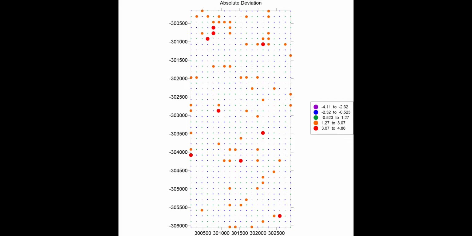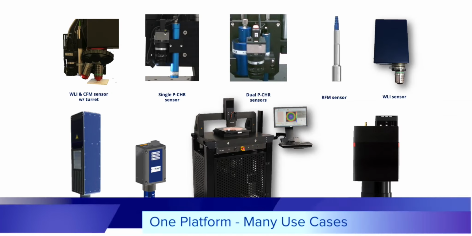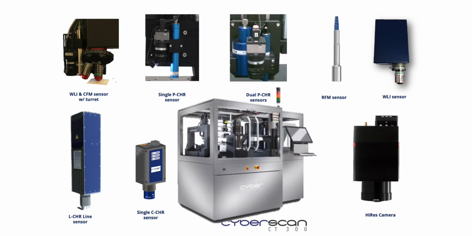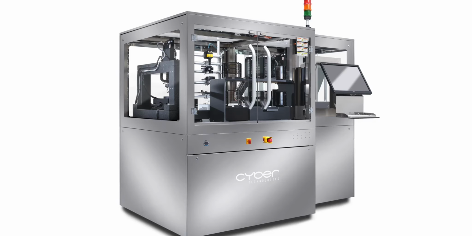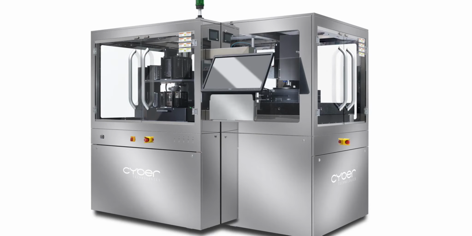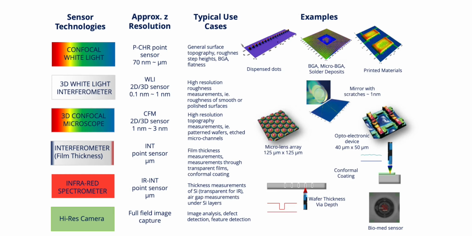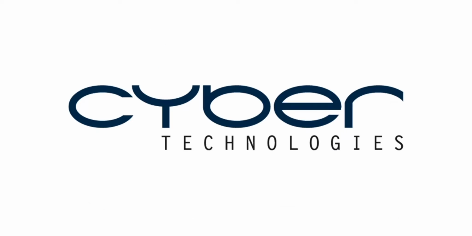We can also import the results as a heat map, in this case showing the distribution of the absolute deviation measurements across the sample. All of these and many other measurements can be easily performed and fully automated with our series of benchtop or standalone metrology systems. For HVM high-throughput use cases, we offer a dual system metrology cell that combines a central wafer handler with 2 independent metrology stations.